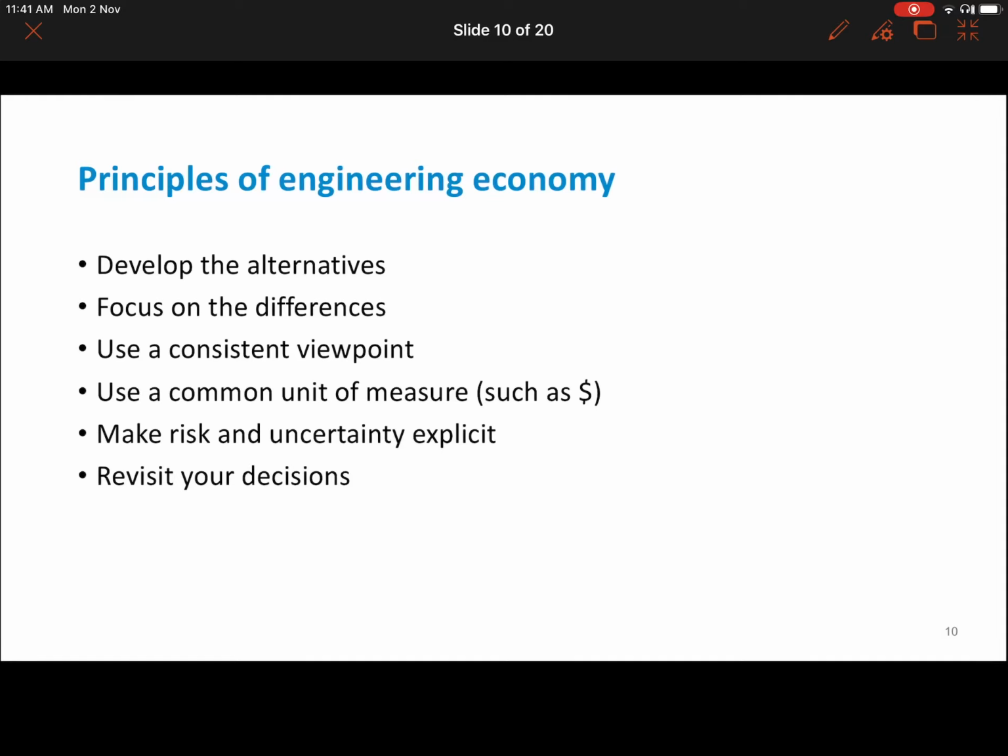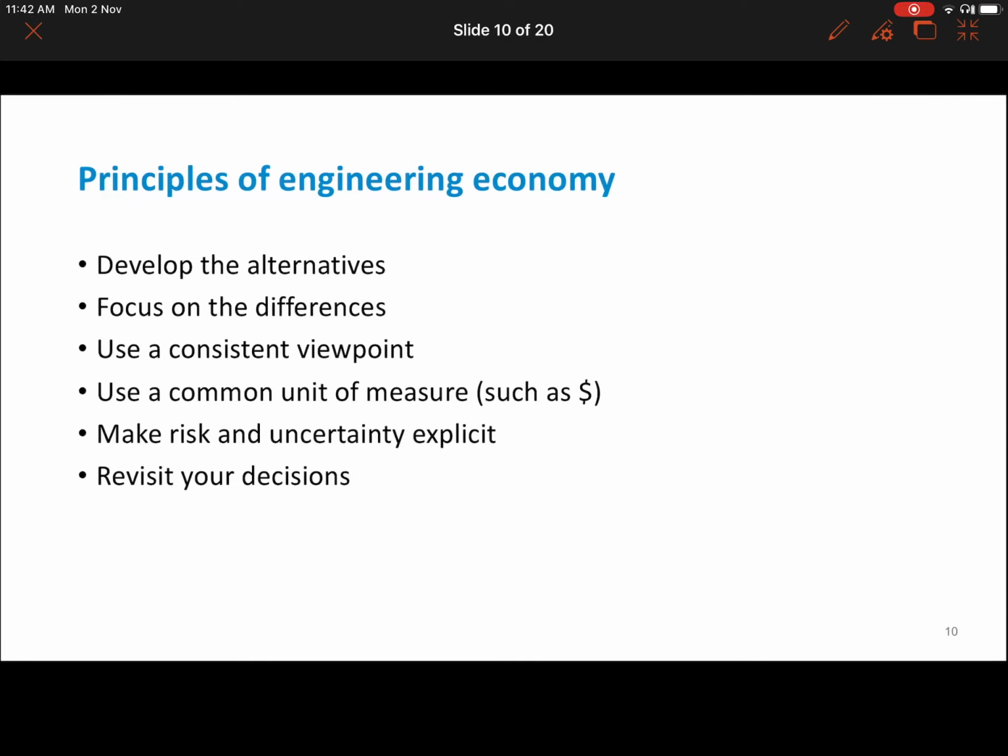Once you know the differences, you need to use a consistent viewpoint. A consistent viewpoint means that if you compare in a monetary way, this is consistent, but if you compare in a monetary way and then in an engineering or performance way, this is inconsistent, and you need to unify your viewpoint. The fourth point is use a common unit of measure.